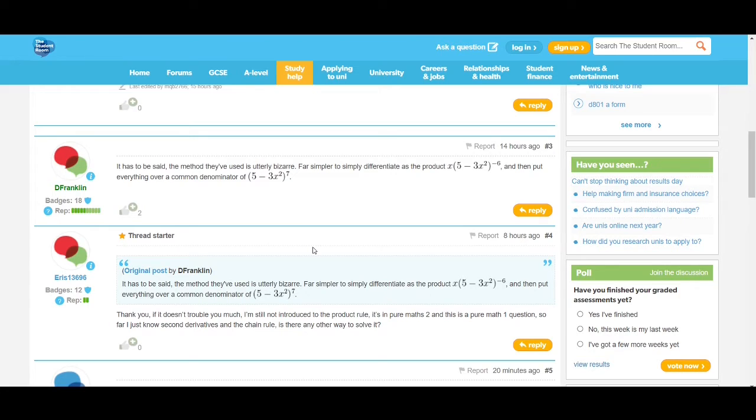So I decided to answer this question using both methods. First, we will go through how it can be answered using the product rule, very quick and simple, and in the latter half, we will go over how it can be answered using just the chain rule.